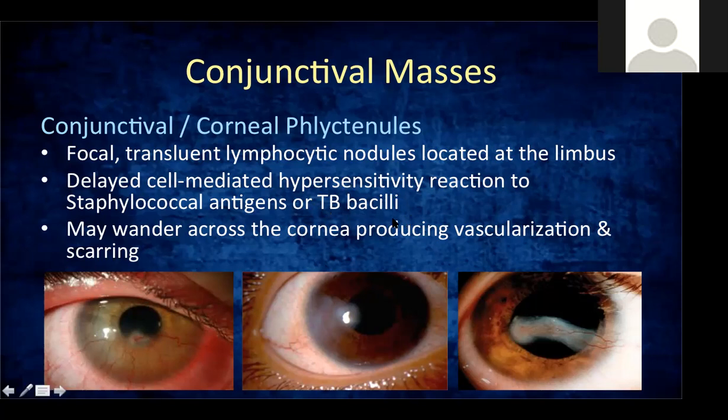For TB bacilli, you have to ask for a workup. Usually they are kids. They have primary tuberculosis. You might have to do an X-ray and a PPD, although most of the time our PPDs are all positive because we're all exposed. So you can see it can wander across the cornea, bringing with it vascularization. When this resolves, it can leave a scar.